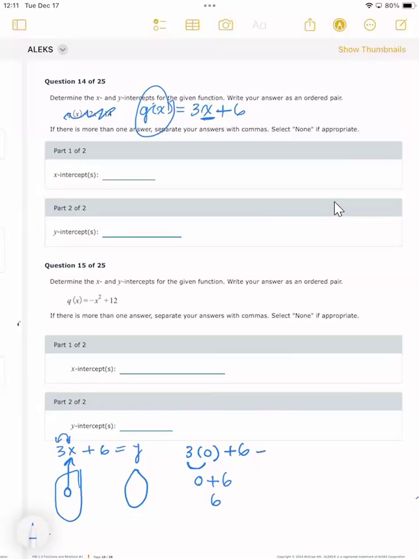So what is this? This is your y. So when x is 0, your y becomes 6. So that's your ordered pair. If this is our equation, then the y-intercept is (0, 6).